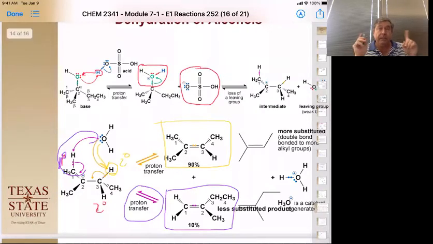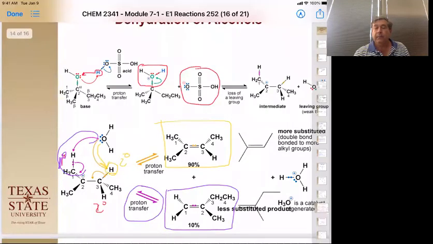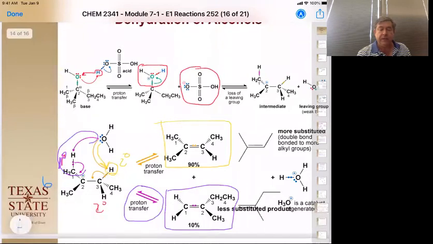Okay, now statistically, you'd think, oh gosh, I have 6 of these hydrogens over here, and I only have 2 of these hydrogens over here. So it's going to take the one at the other side. It's like, no, the thermodynamics are more important in this, and we will get the more stable product when we get it. Okay?